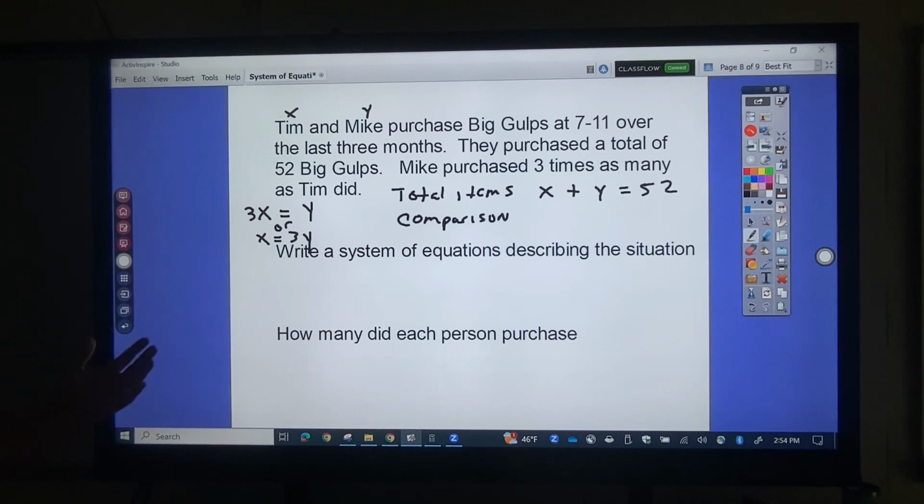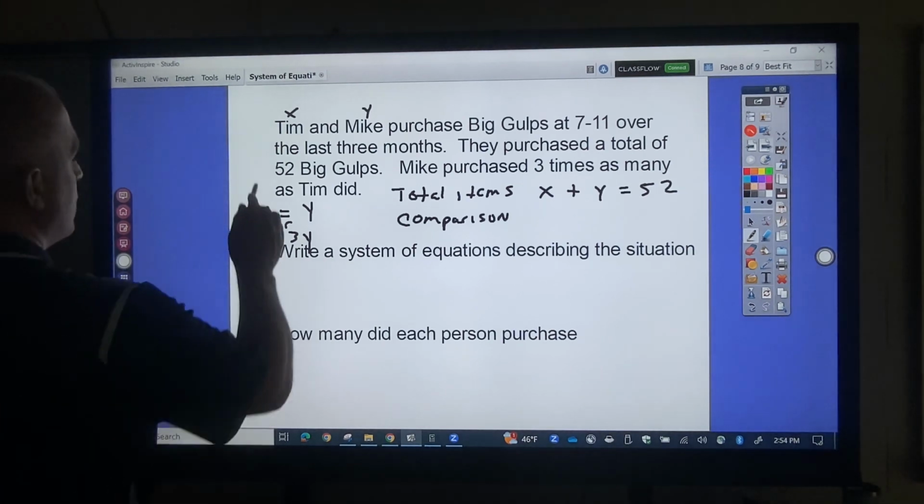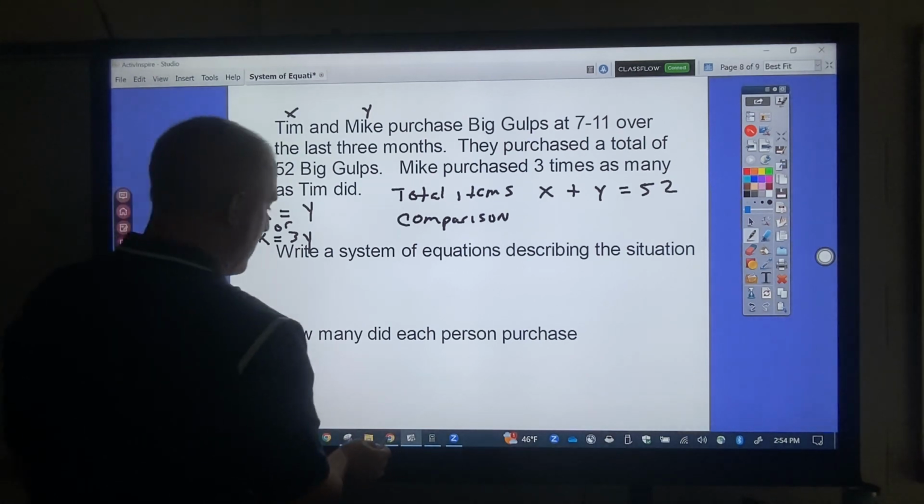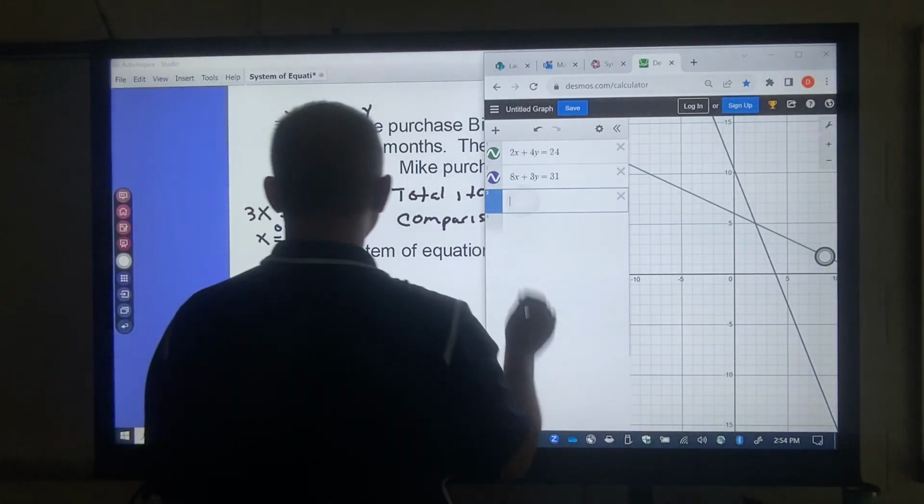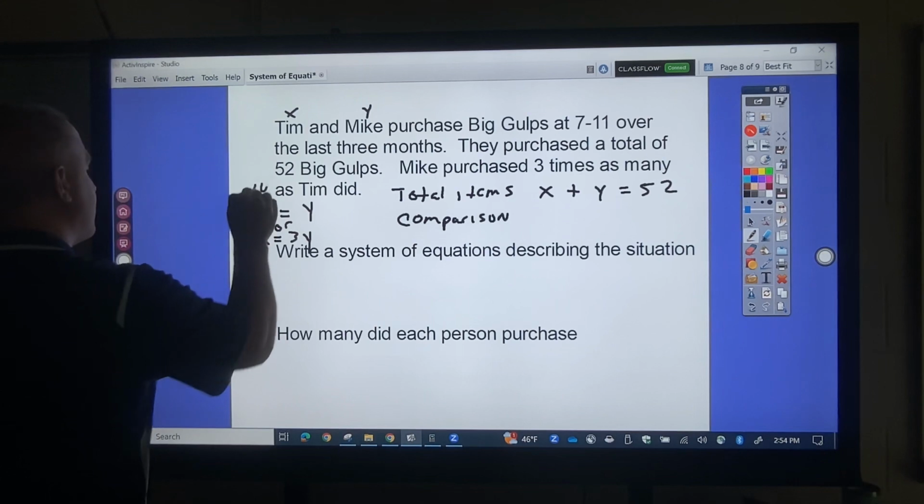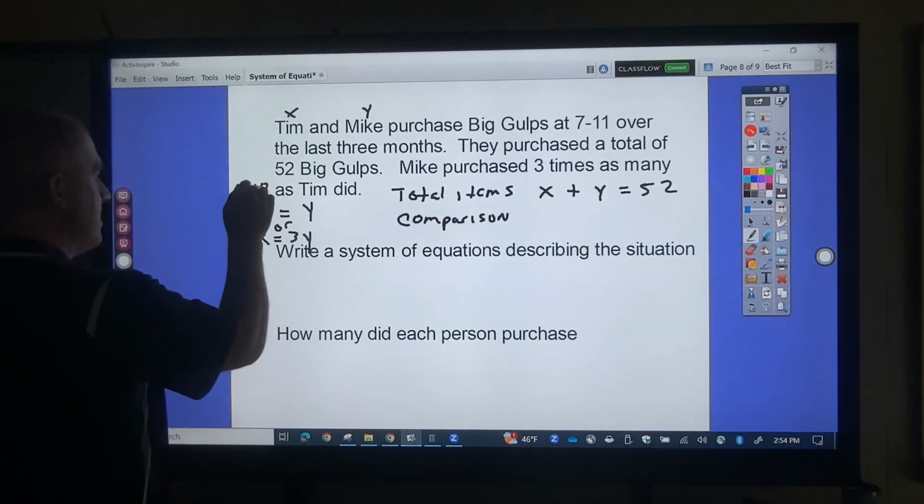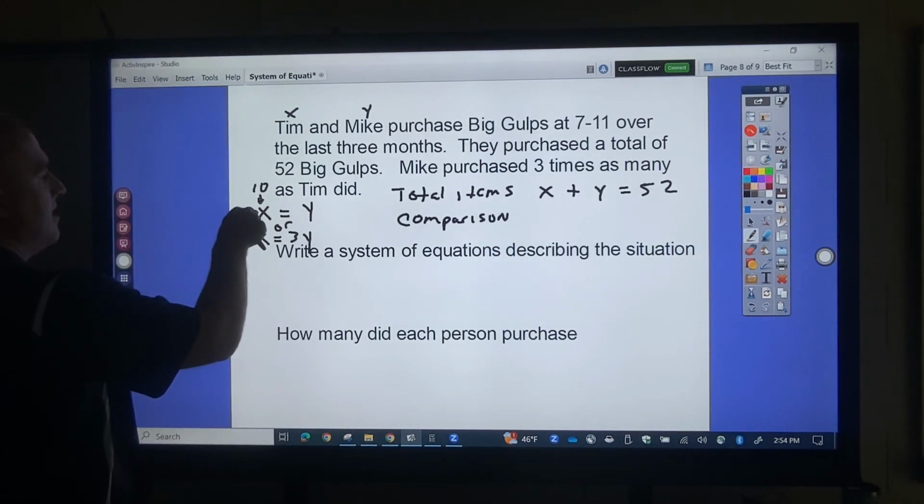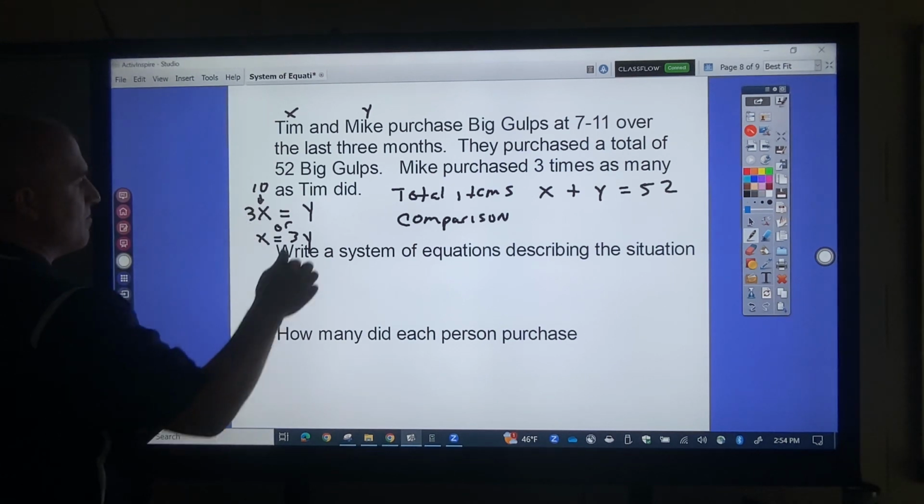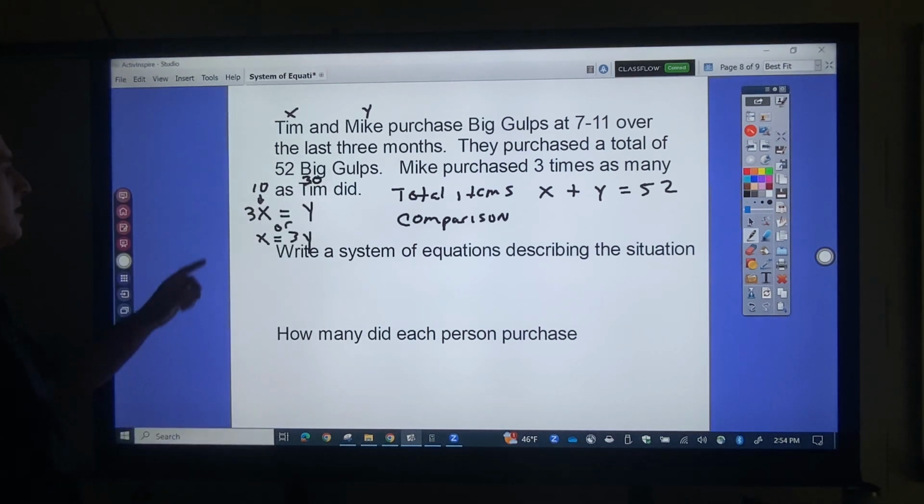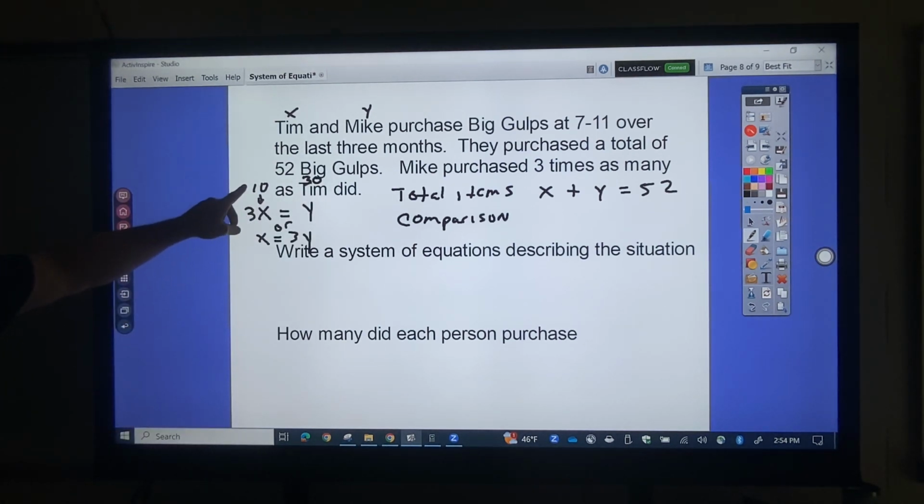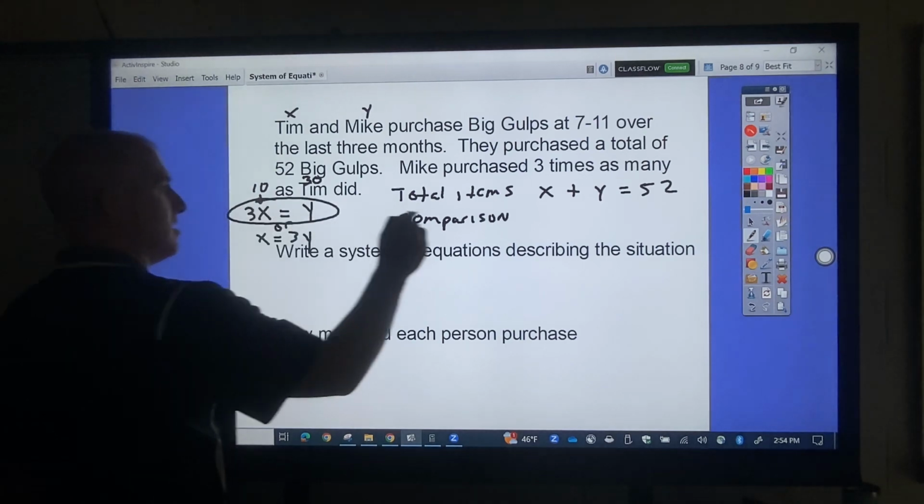Okay? So what you got to think here is maybe put a number in. Okay, so let's say 10, I always like 10, it's just easy. If I put 10 in for X, that would mean that this person had 10 times 3, which would be 30. So Tim had 10, Mike had 30. Mike purchased 3 times as many. So this would be the one that we'd want to use.